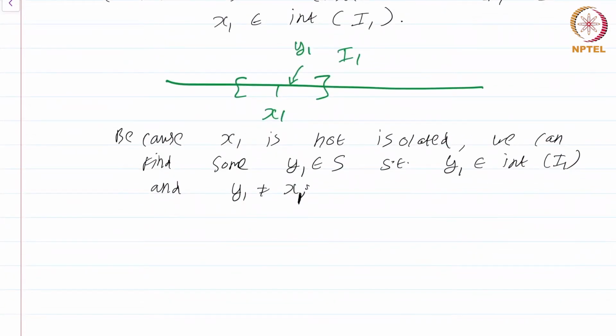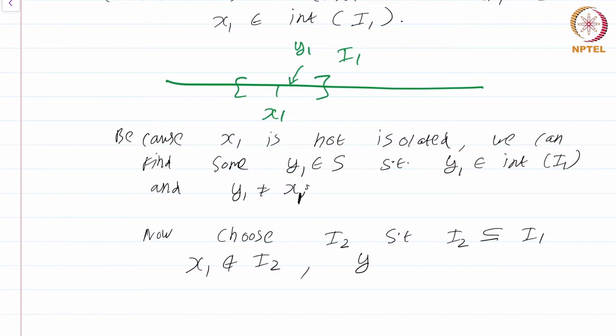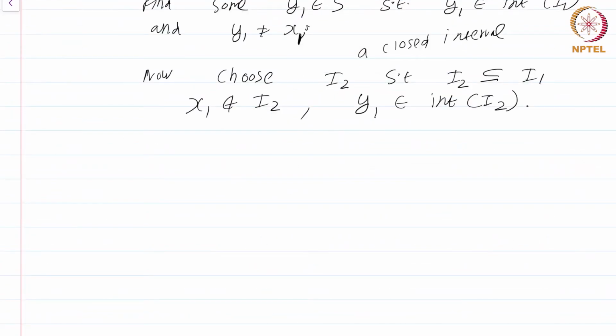Okay. Now choose I2 such that I2 is fully contained in I1, x1 is not an element of I2, and y1 is in the interior of I2. So now we have chosen this I2 such that I2 is a subset of I1, x1 is not an element of I2, and y1 is in the interior of I2.